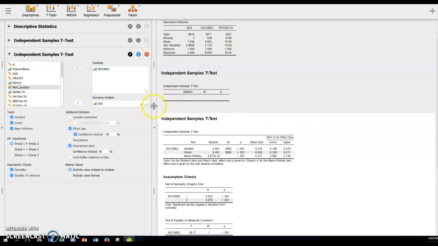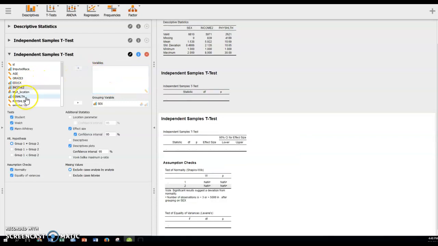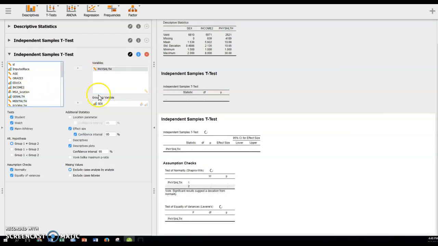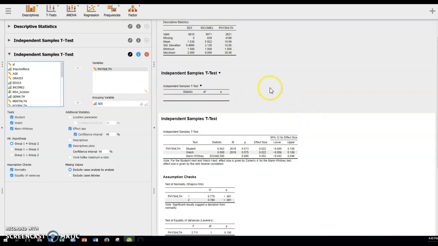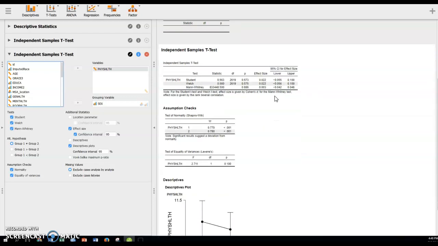What about if we, instead of running it by income, ran it by physical health? So the number of days of poor physical health, notice that ranges from 1 to 30 per month, and we're differentiating between male and female. We're checking whether there's a difference. We're not assuming that it's either direction. So again, what we see is some p-values. Notice that there's no statistical significance here.